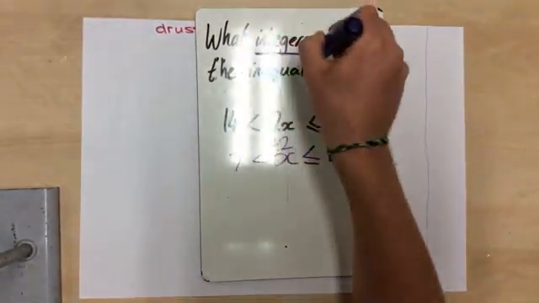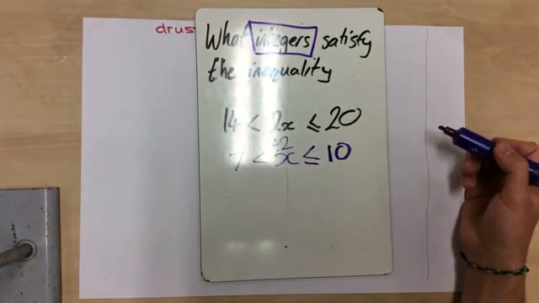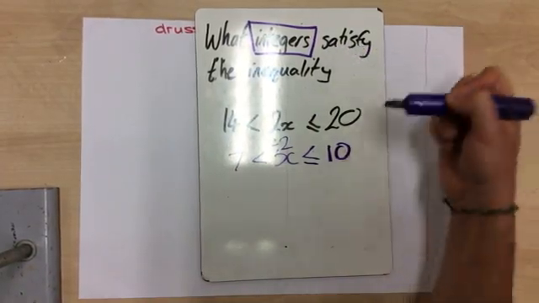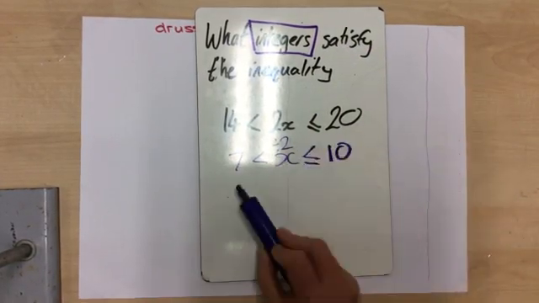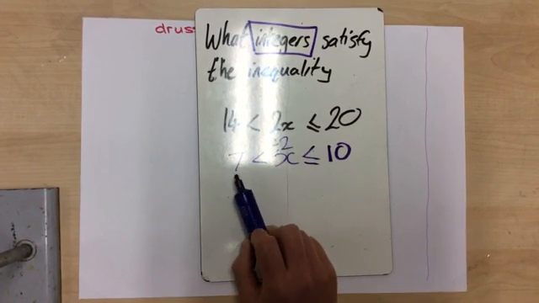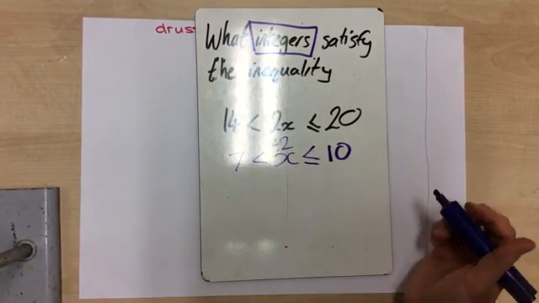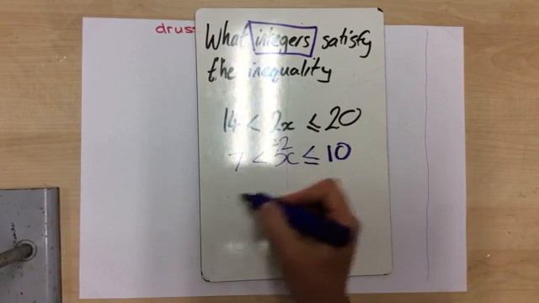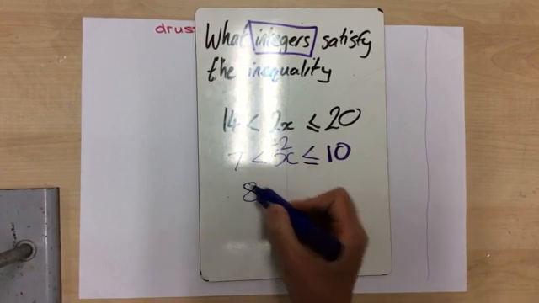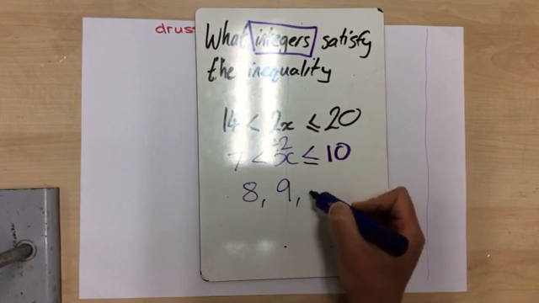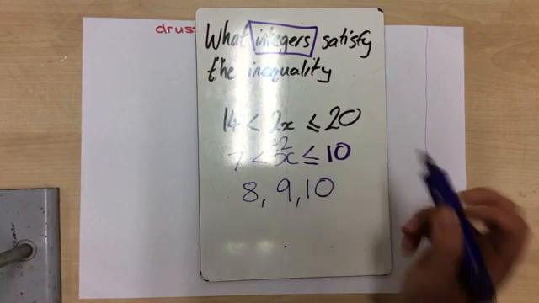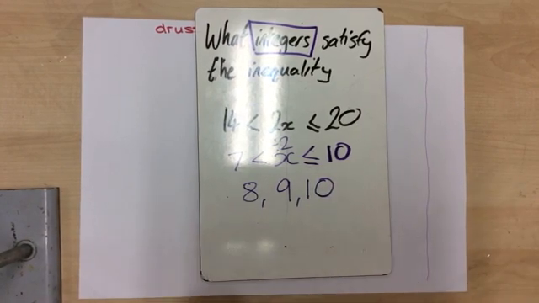When we see the word integers, integers are whole numbers, and we need to satisfy what whole numbers are true that are greater than 7 but less than or equal to 10. So greater than 7 means I cannot use 7, but I can use 8, I can use 9, and I can use 10 because it allows it to be equal.